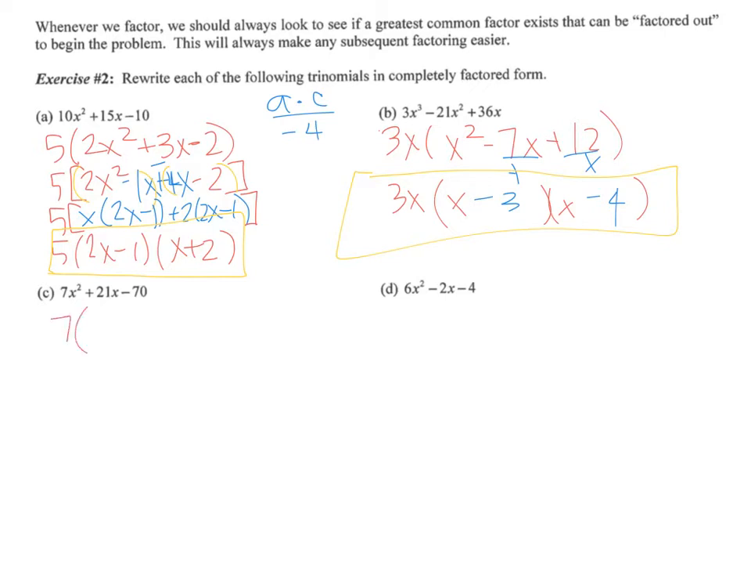7 goes in all of these. We're left with x squared plus 3x minus 10. And multiplies equal negative 10, adds to equal 3. We have our 7. That's a negative 2 and a positive 5.